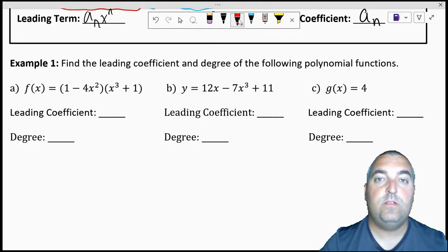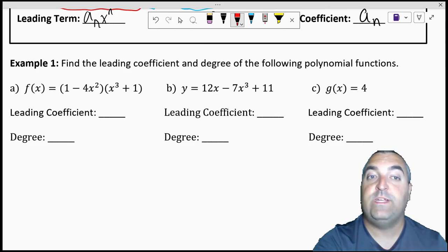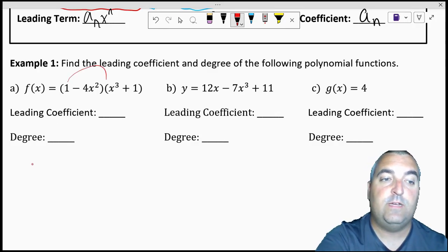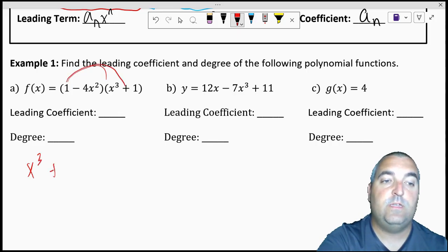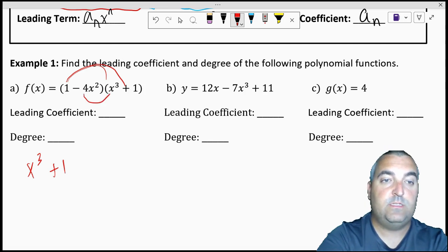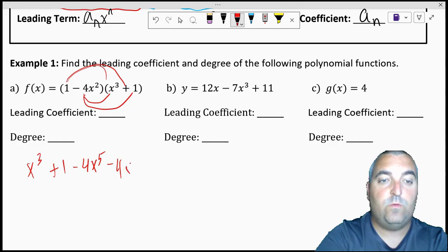So for the first one, we have it right now in factored form. We don't want it in factored form if we care about the leading coefficient and the degree. So let's go ahead and multiply this out. So 1 times x cubed is x cubed. 1 times 1 is 1. Negative 4x squared times x to the third is minus 4x to the fifth, right? Exponent properties, and then 4x squared there.